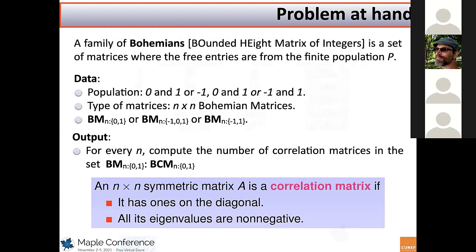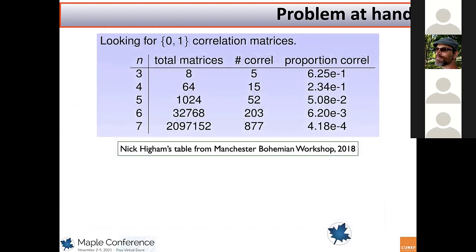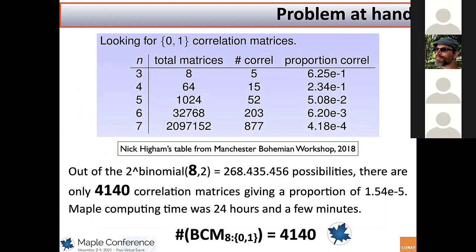Three years ago, at the Manchester Bohemian workshop, Nick Higham presented this table where he had computed the number of correlation matrices, the third column, in the set of Bohemian square matrices with entries in 0, 1. The next line in this table was computed in one day during the Manchester workshop, and we got this number: almost 4,000 matrices are Bohemian and correlation matrices when we consider dimension 8.